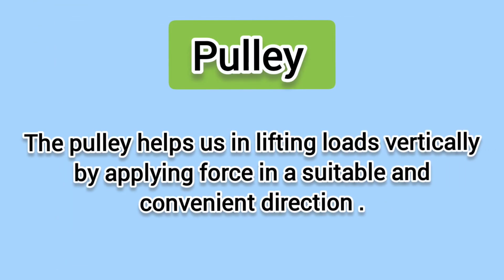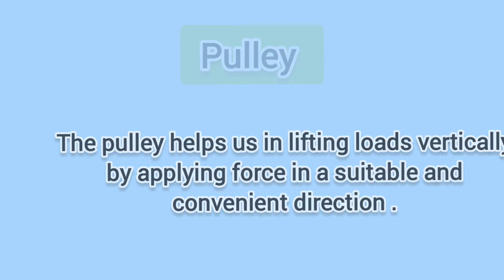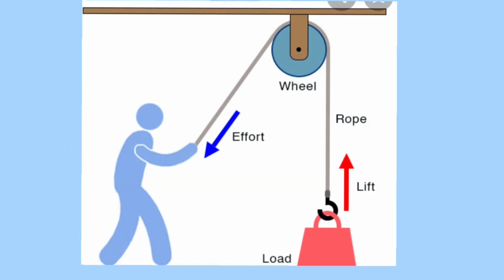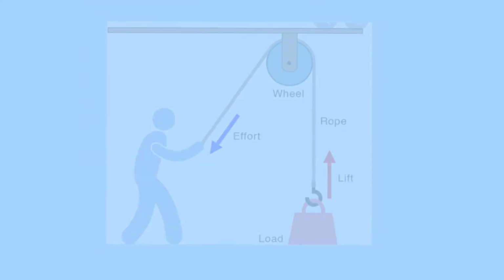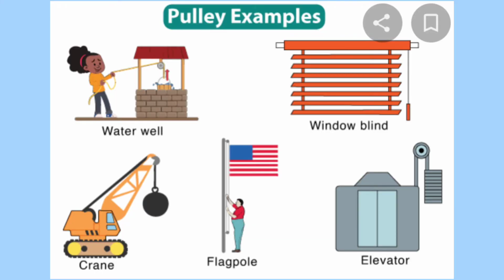Pulley. The pulley helps us in lifting loads vertically by applying force in a suitable and convenient direction. The pulley has a wheel and a rope which rotates the wheel. This leads to an increase in mechanical energy and pushes up the object which we need to lift. Pulley is used in flag hoisting rope.